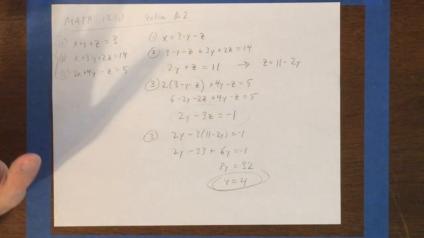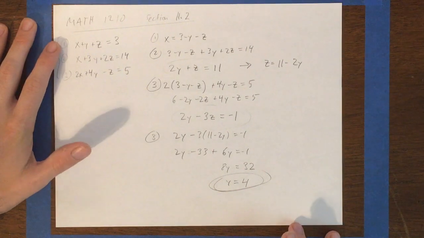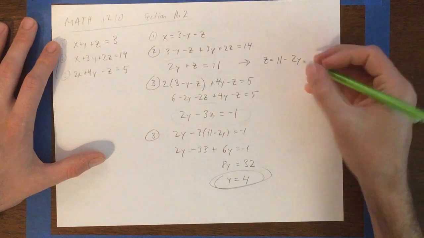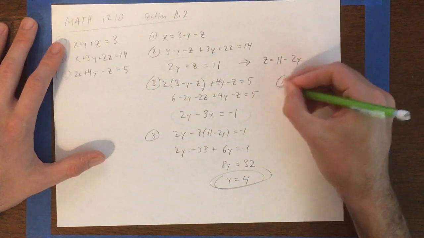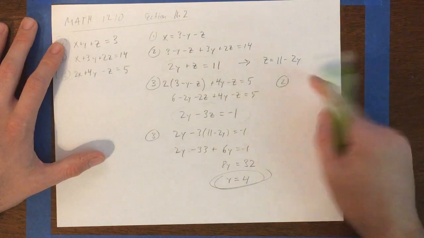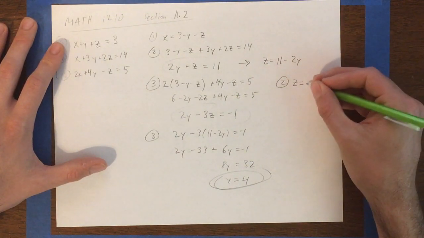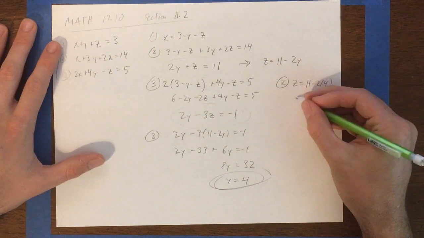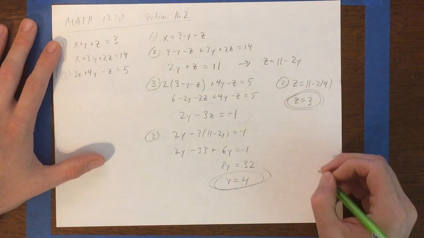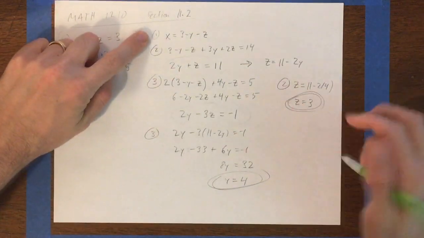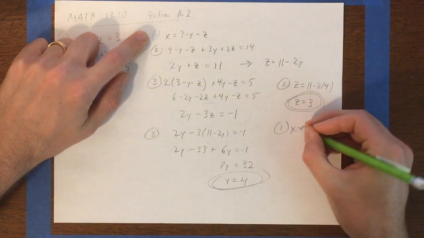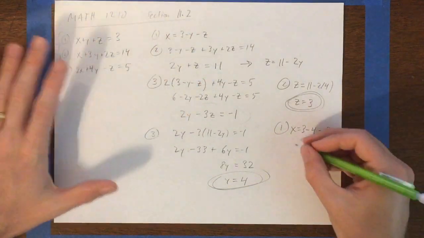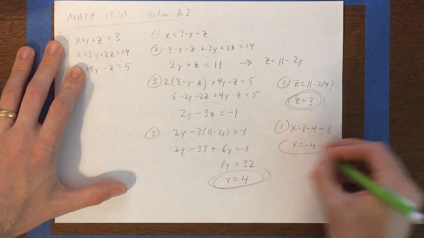Having found one of the values of the variables, now we can go back and do what we call back substituting. We're going to go back up to the previous equation we were working with. Let's take the one that was z equals 11 minus 2y. That's now z is 11 minus 2 times 4. So 11 minus 8 is going to be 3. Z is 3. Now taking those two values and going back to equation 1 finally, x will be 3 minus y, which is 4, and then minus z, which is 3. And that gives us x is negative 4.